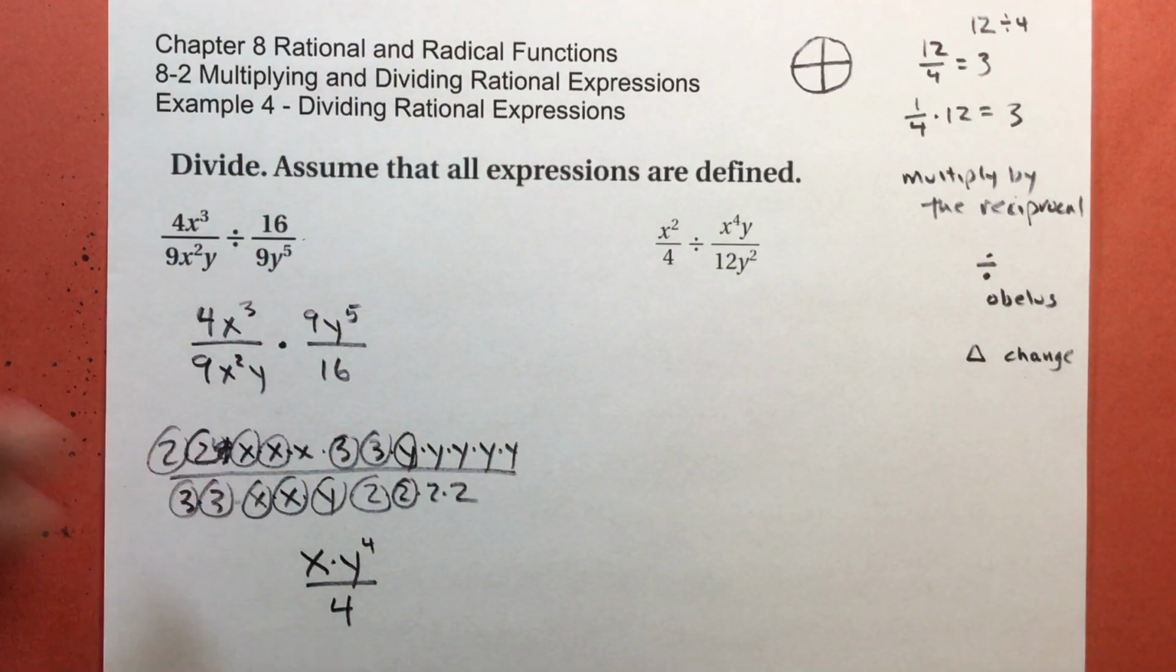Now, again, this is expanded form of exponent rules. We're using the quotient property.